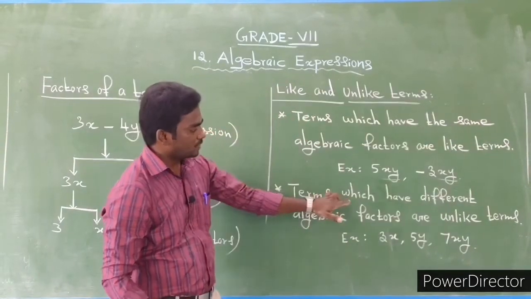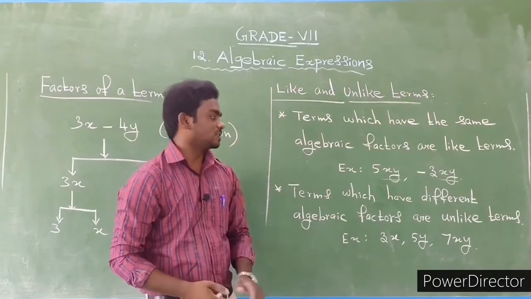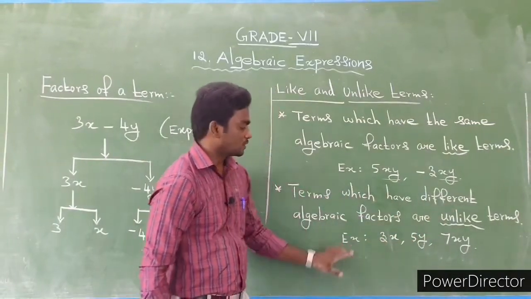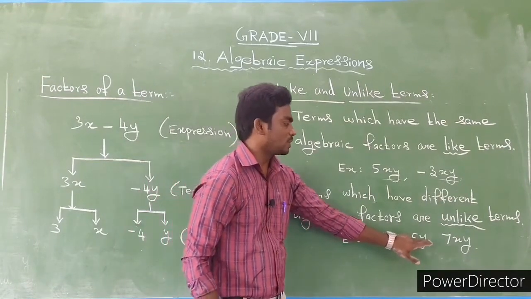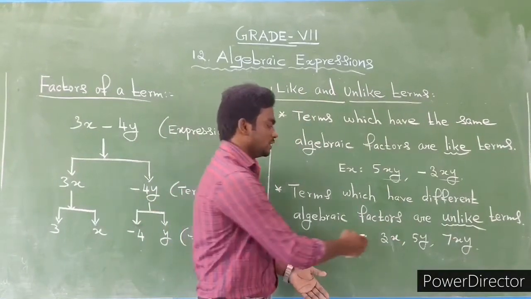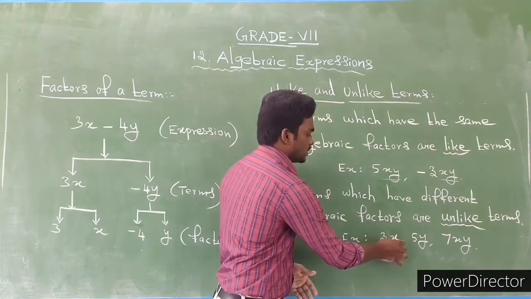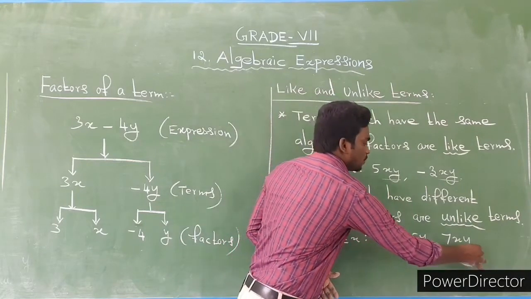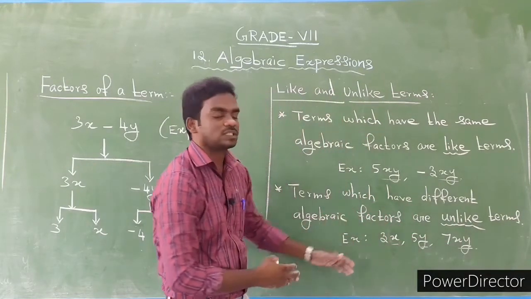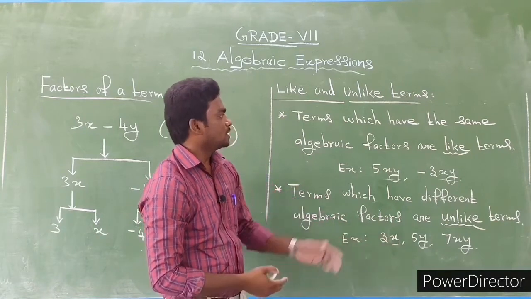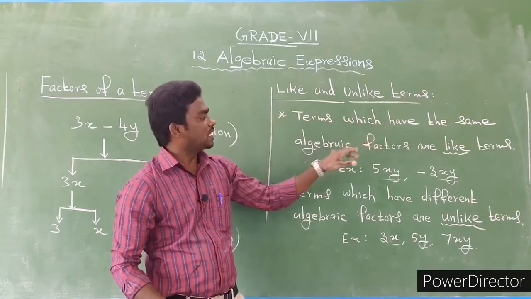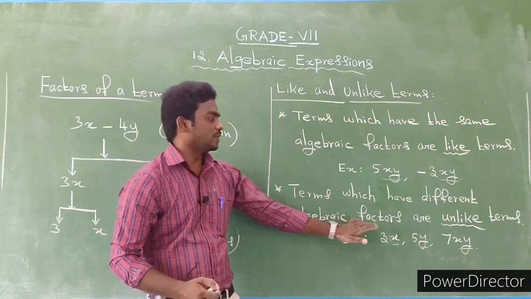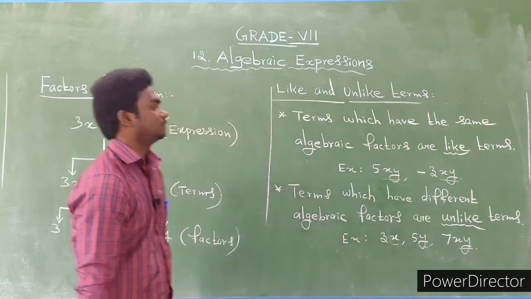The second one, terms which have different algebraic factors. Terms which have different algebraic factors are unlike terms. So for example, 3x, 5y, 7xy. In these three terms, the first term is the variable x and the second term is the variable y. The third term is the product of x and y. So these three terms are called unlike terms. Terms which have the same algebraic factors are like terms, and terms which have different algebraic factors are called unlike terms.